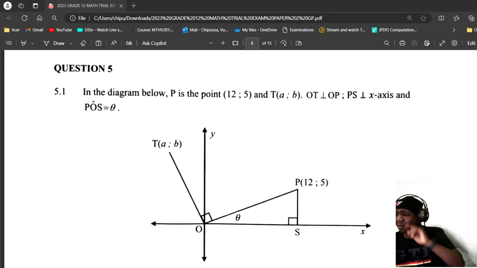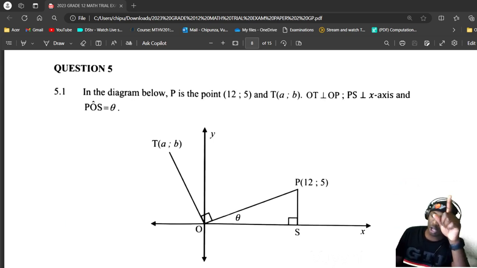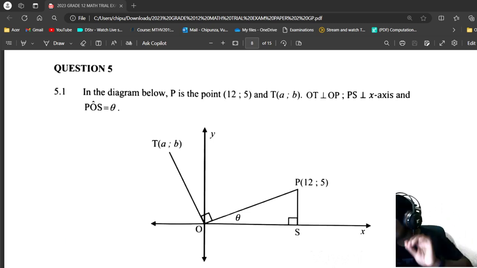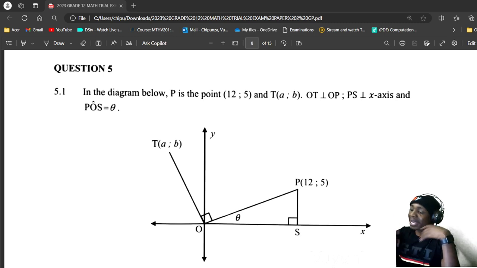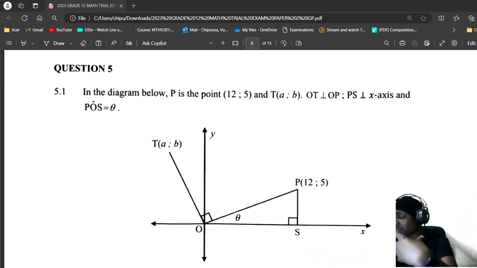So we know something about perpendicular lines: when you multiply their gradients, they should give you -1. By knowing that already, highlight the things as you are reading the statement. And now PS is perpendicular to the x-axis. We can see that 90 degrees, making triangle OPS a right-angled triangle. So by that already we know that we can apply our Pythagoras theorem, because that's a right-angled triangle. We are also told that angle POS is theta, as you can see over there.